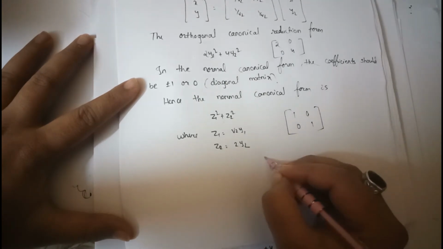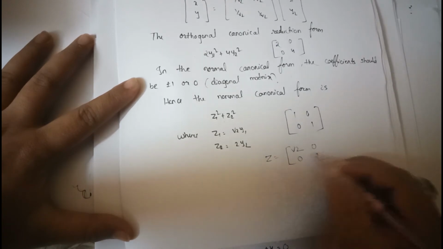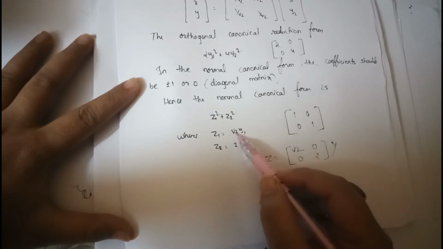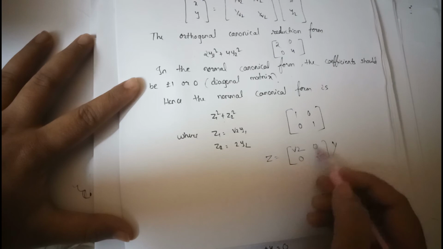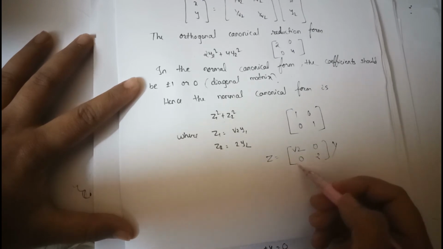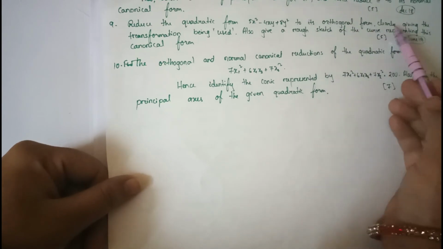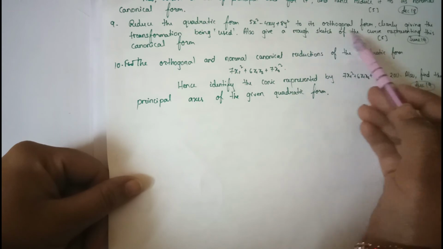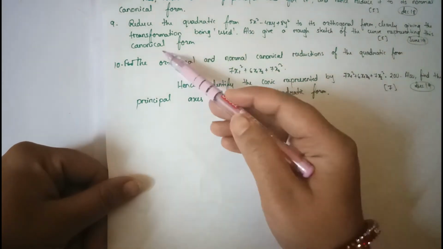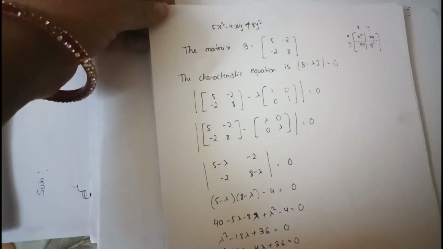I can also represent this as z equal to root 2, 2, 0, 0 times y, because look here, root 2 y1, 2 y2, this is z, this is y, and the non-diagonal element will be 0. Reduce the quadratic form this much to its orthogonal form, clearly giving the transformation being used. Also give a rough sketch of the curve representing this canonical form. So again we have to draw a rough sketch here. So this is number 9.